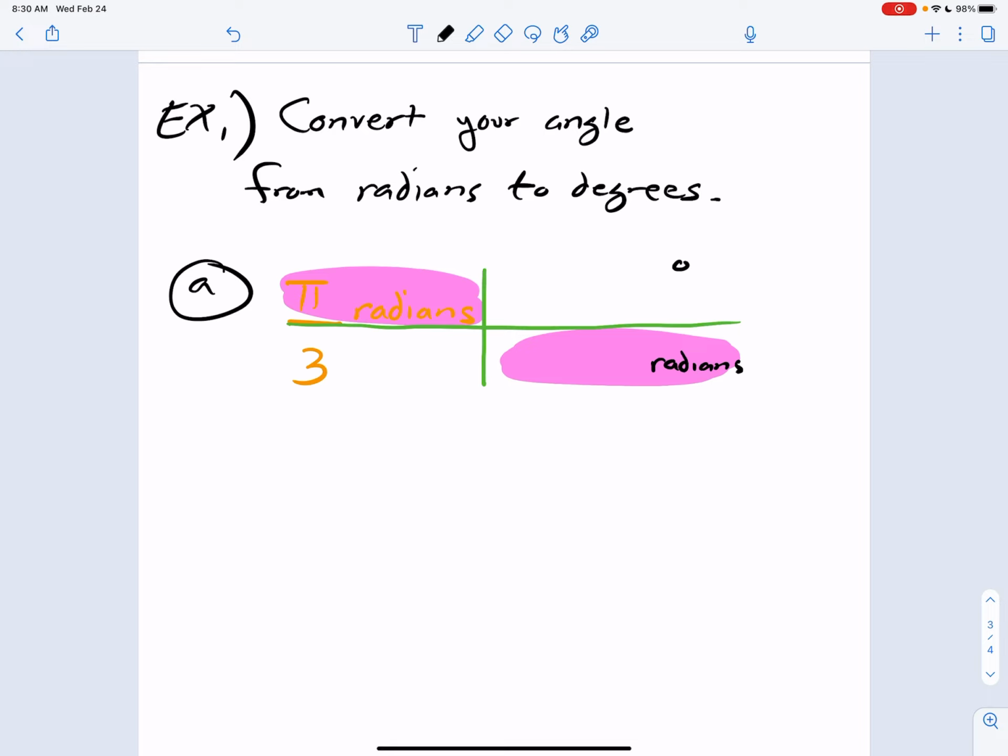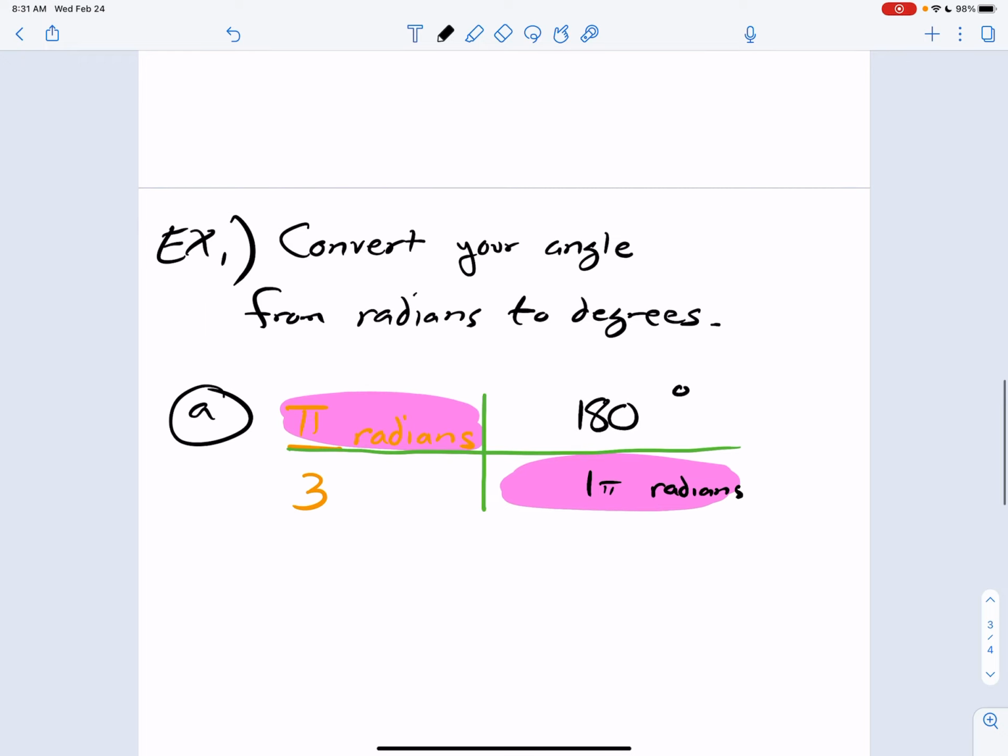What do we know about this conversion? Fill in the blanks there, press play when you're ready. We know that 180 degrees makes 1 pi radian. Remember that conversion: 1 pi radian is the same thing as 180 degrees.